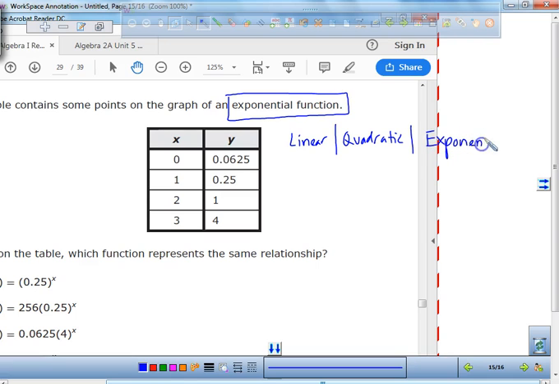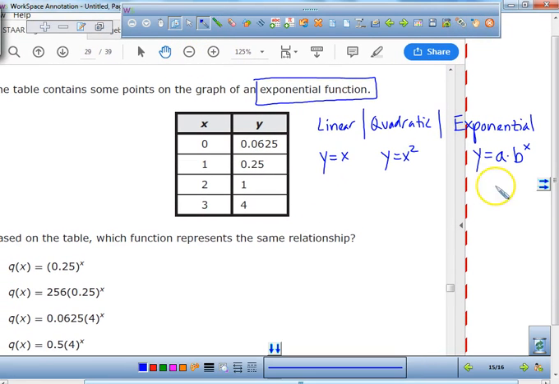Okay? So linear, the parent function for all linears is y equals x. The quadratic is y equals x squared. And exponential, typically it's in this form: y equals a times b to the power of x. So that's linear, that's quadratic, that's exponential. So here's our table. We're just going to find the one that matches the same table.